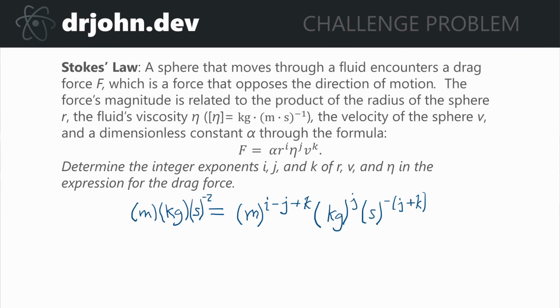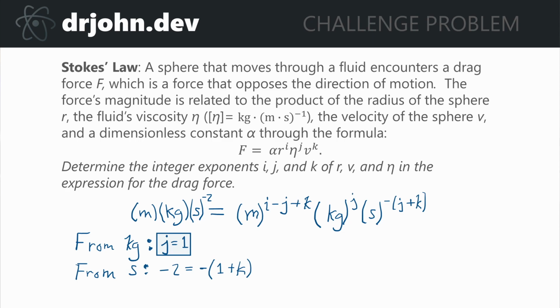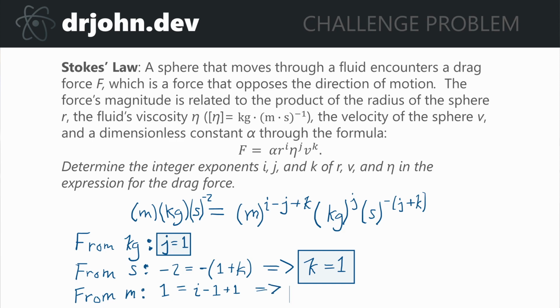A good place to start would be with the kilogram, since j is the only variable in kg's exponential term. Comparing this with kg on the left-hand side, we can deduce that j equals 1. Since the seconds factor has j and only one other variable k, we can set the seconds exponential equal to -2 from the left-hand side. And this leads to a simple algebra expression having the solution of k equals 1. Finally, we can set the meters exponential equal to 1 from the left-hand side, and after substituting in our known values for j and k from above, we can solve this expression to find i equals 1.